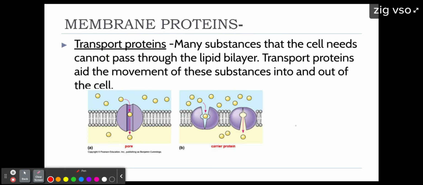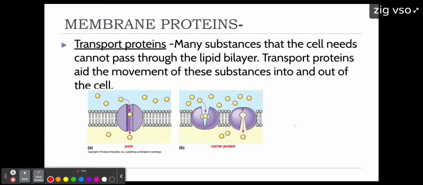Then you can have transport proteins. Because substances can't pass directly through the bilayer, but they may need to get in, you have these transport proteins. So you can have a pore, which is kind of like just a tunnel that allows things to go through. You can have movement of substance through it pretty quickly, because there's nothing controlling it other than traffic going through.